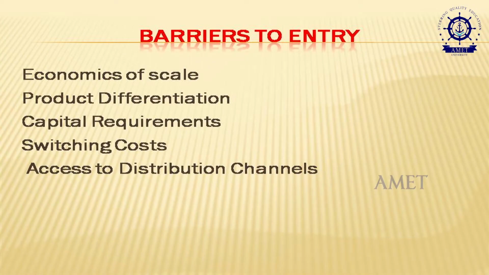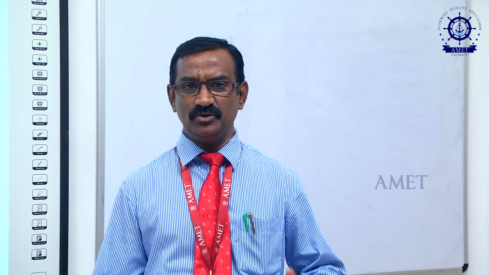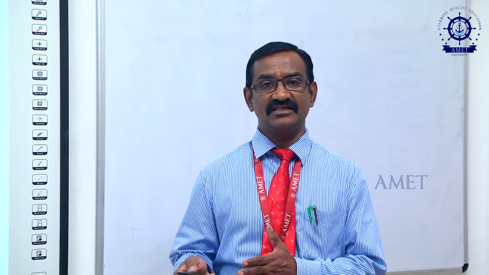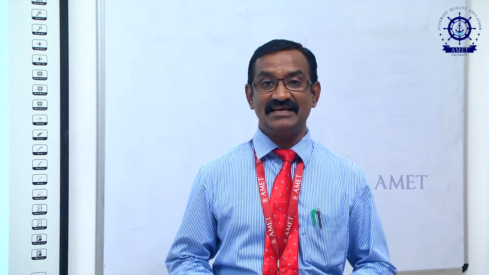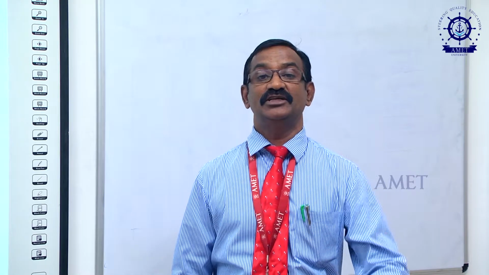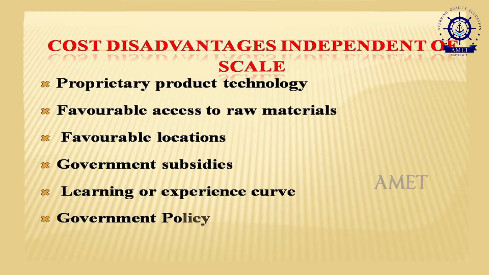As a buying organization, they are not willing to move from existing suppliers to new suppliers. The last one is access to distribution channels. Especially in industrial marketing, the market is segmented. A few segments prefer direct marketing. The majority of segments go through channel members only. Channel members are already occupied by the existing competitors, so a new organization is not able to convince the existing channel members, and distributing their own commodity is very difficult. The next one is cost disadvantage independent of scale, a major drawback for the new entrant.